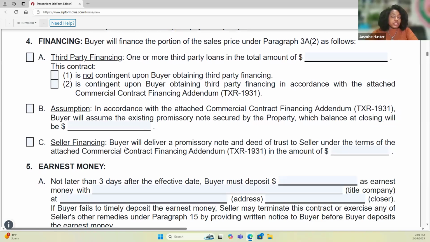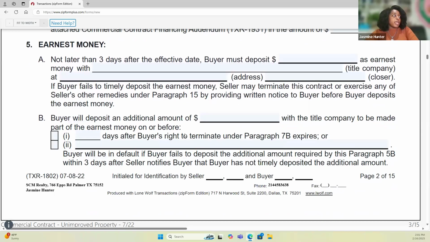Now, when you're coming down into the financing, how are we financing this? Is it a mix of all of these things? Is it one thing? How are we going to finance? And it also gives you, in the parentheses, the other addenda that you can add to this, depending on what options you choose.